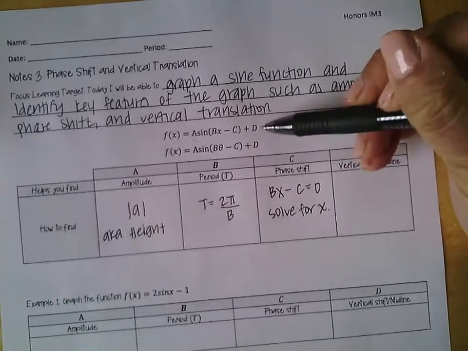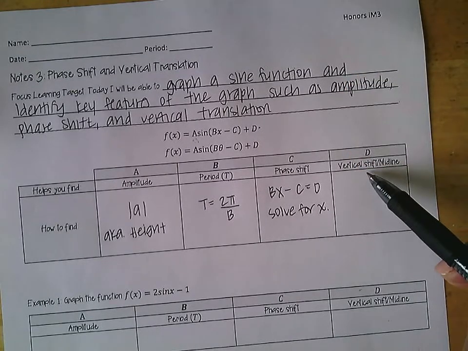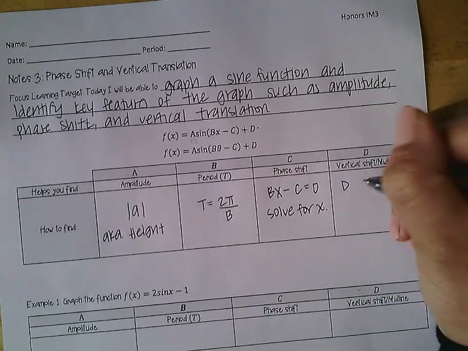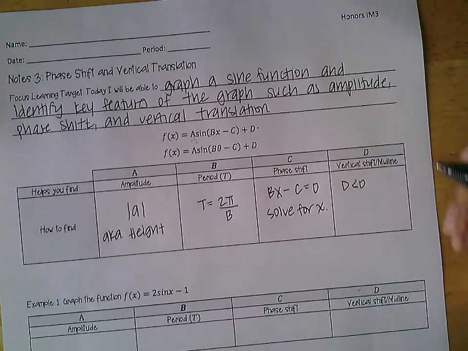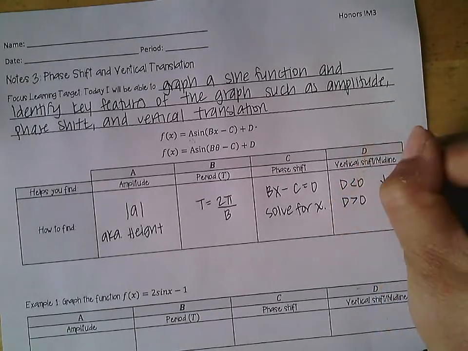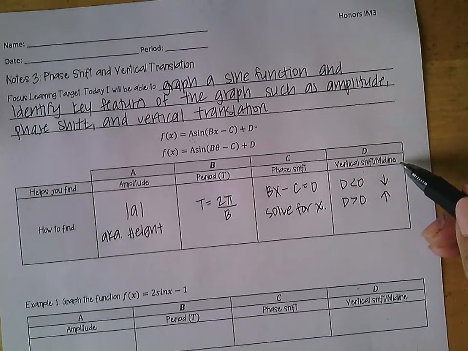The d, the very last part of our function, this helps us find the vertical shift or the midline. If d is less than 0, that means it's a downward vertical shift. If d is bigger than 0, that means that there is a positive vertical shift. Remember, the midline is the exact middle of the graph.